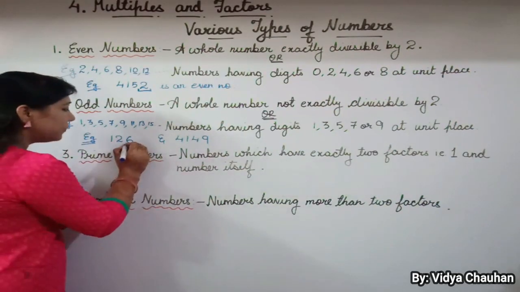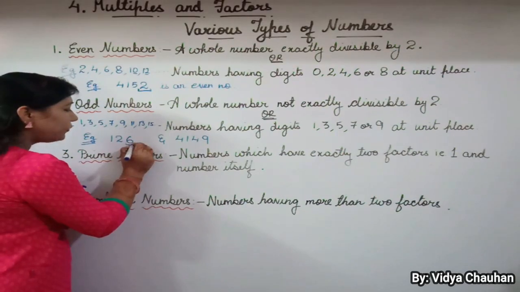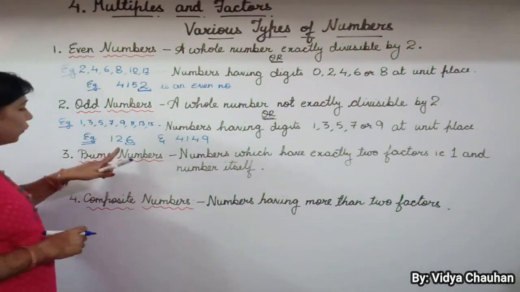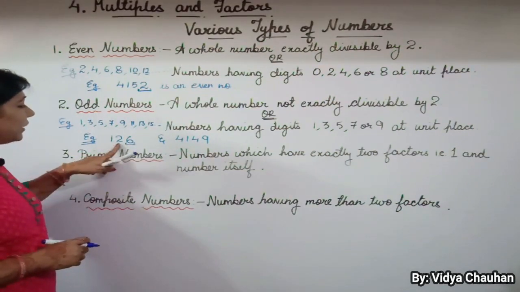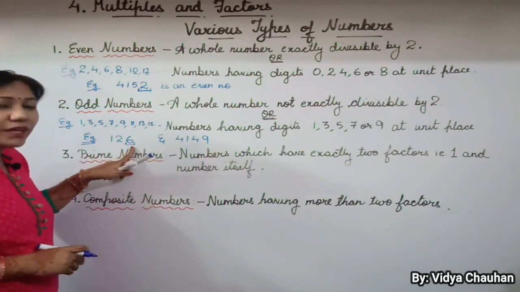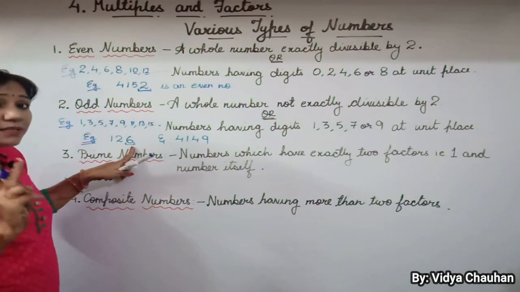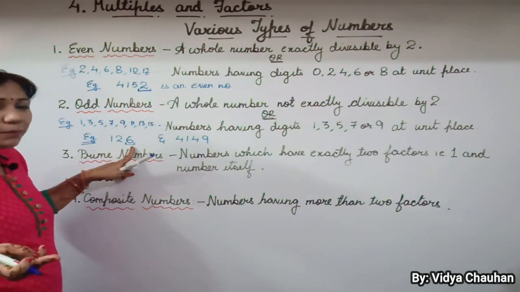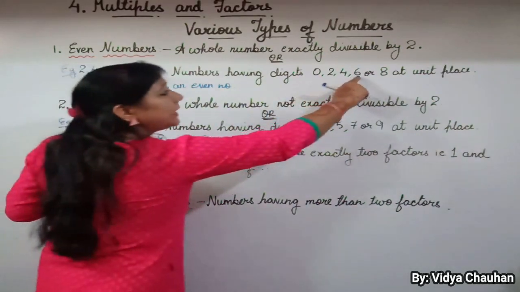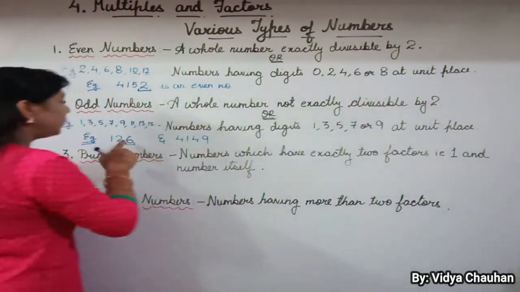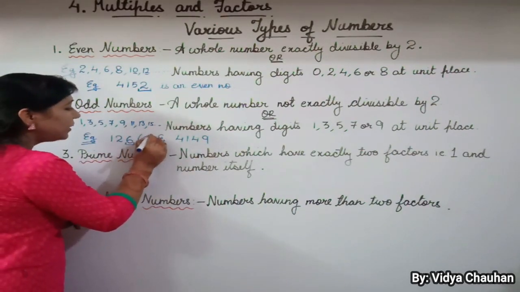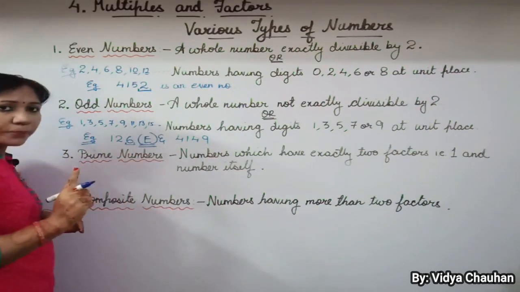In that case, very simple. What you have to check is the digit at the unit place. So which digit is here in this number 126? At the unit place we have 6. Is 6 divisible by 2? Yes, 6 is divisible by 2. At the same time, it fulfills the criteria that the unit place has 6. That means this number is an even number.